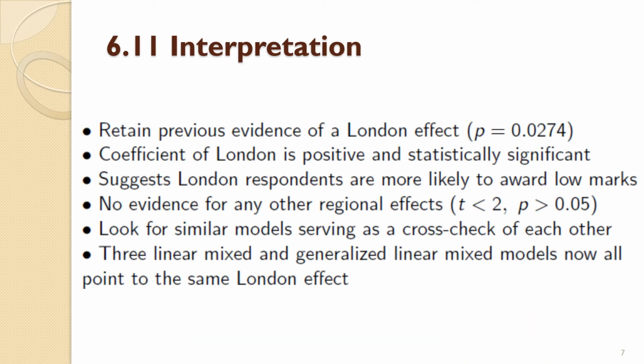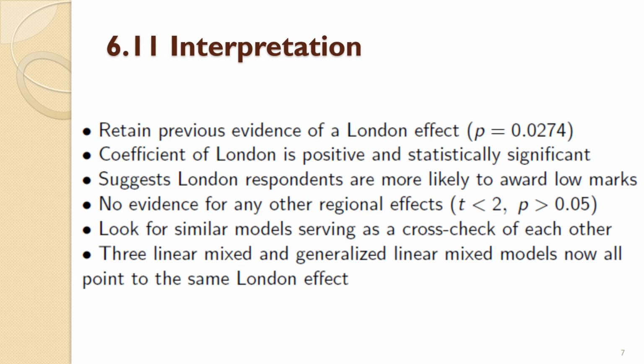So similar interpretation then. Retain previous evidence of a London effect, p equals 0.0274, precisely because this p-value is less than 0.05, and then written down in the Queen's English, you write this down the opposite way to how you work it out. The coefficient of London is positive and statistically significant. This suggests that London respondents are more likely to award low marks. We've got no evidence of any other regional effects, so for all the other regions the p-value is bigger than 0.05, and alongside that the t-values are less than 2.